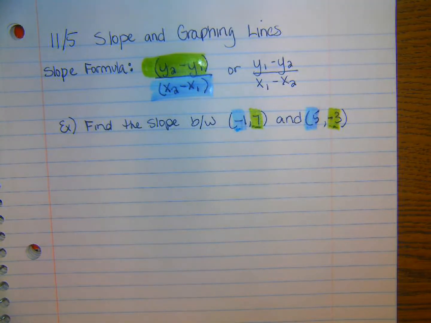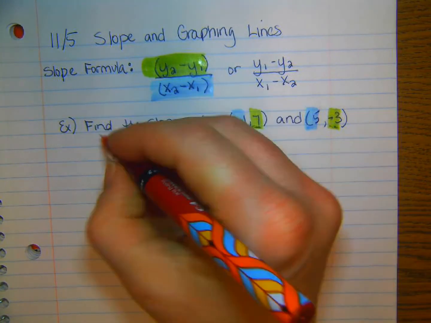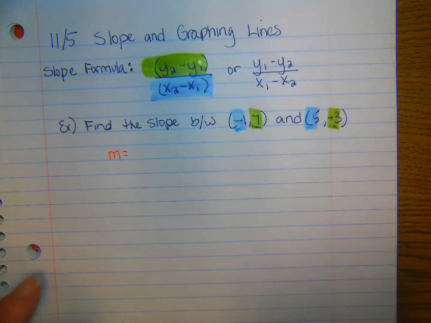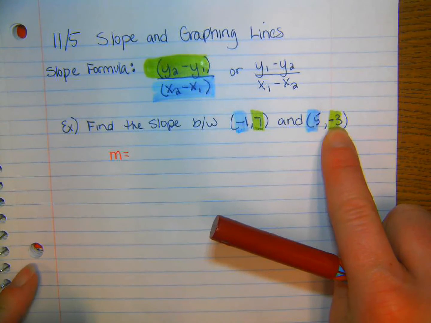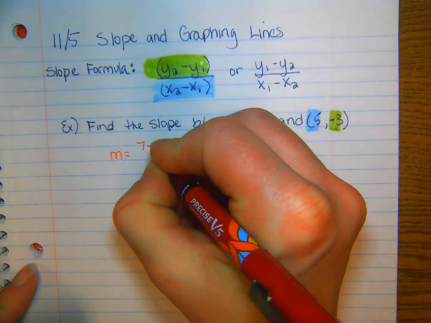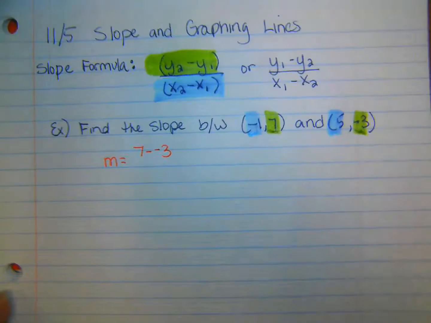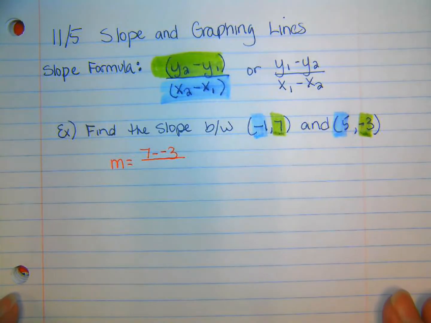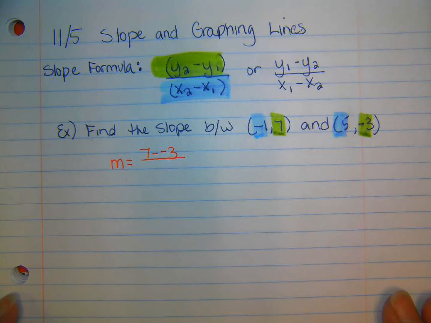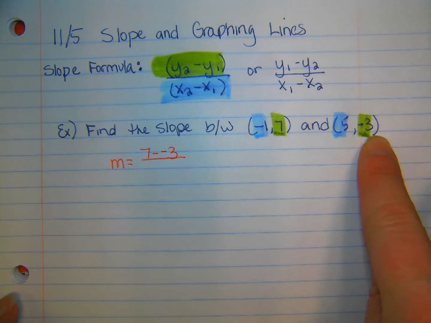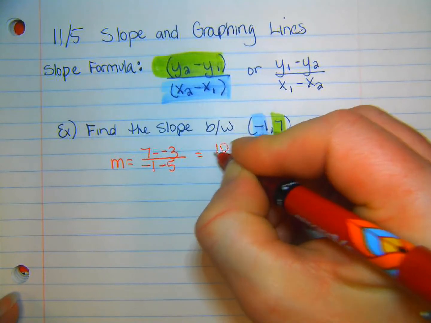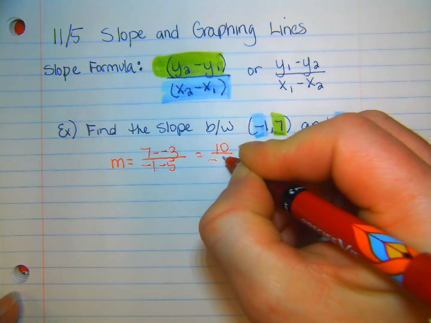So your answer to this question should be m equals, m is the letter we use for slope, 7 minus a -3. Do I normally write 7 minus a -3 though? How would I write that? What is 7 minus a -3? That'd be 7 plus 3, yeah. And then this is going to be -1 minus 5. 7 plus 3 is 10. -1 minus 5 is -6.